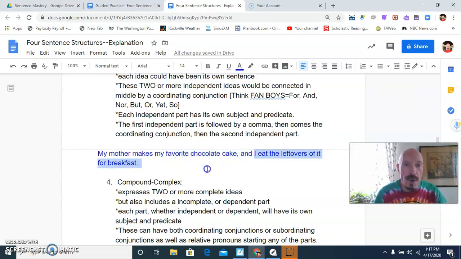I eat the leftovers of it for breakfast. Yeah. And the subject is I, and the verb is eat. So this sentence has 2 subjects and 2 verbs. And again, 2 independent ideas connected in the middle.